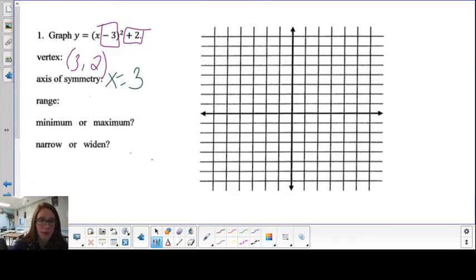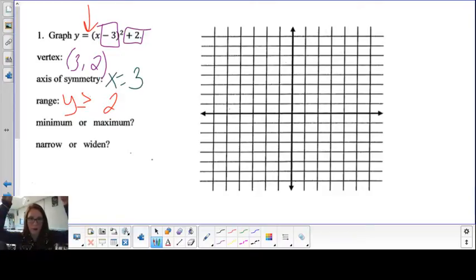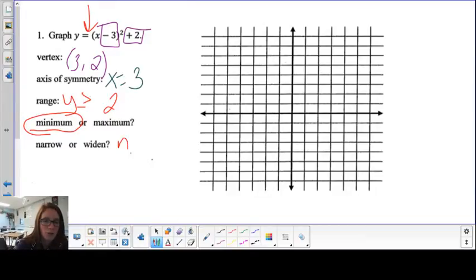Range deals with my y values, and it's going to be y is greater than or equal to, depending on what's going on in front. Since there is no number there, it's assumed to be positive. So if it's positive, my y's are getting bigger, and that's going to be my smallest y value possible. And again, there's no a value. A is equal to 1. So it's not going to widen or narrow. It's going to stay the same. It's going to have no change. I know it's not an option. I meant to put it as an option.